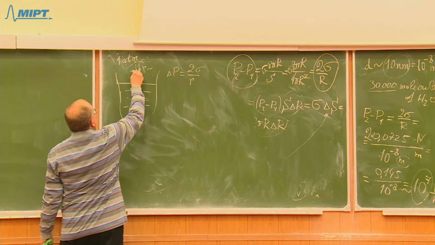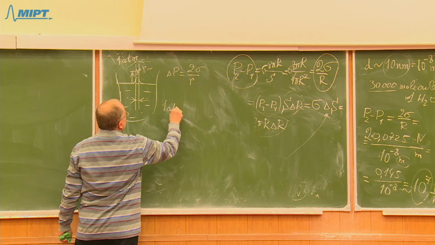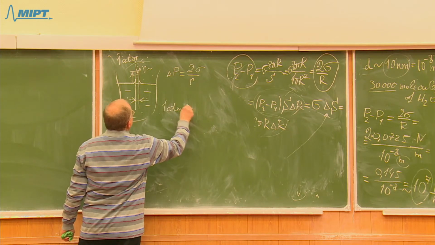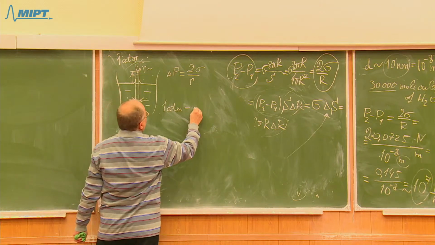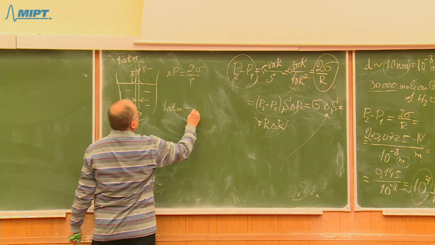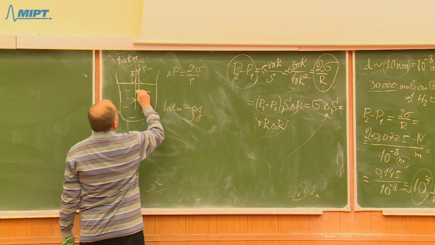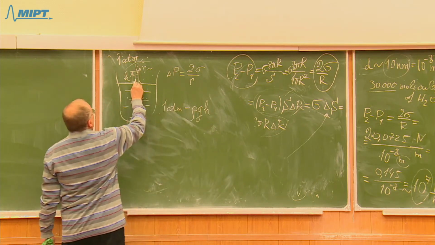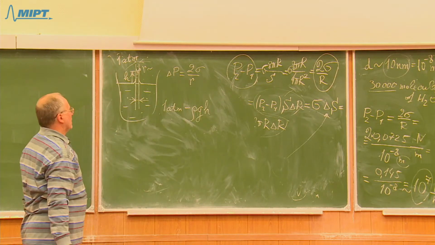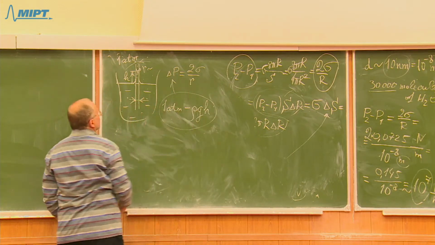So r is known. Pressure difference can be calculated easily because pressure in the atmosphere is 1 atmosphere, and pressure here will be calculated as 1 atmosphere, the pressure outside, minus this column of water, which will produce negative pressure here. That will be the water density, times acceleration of free fall, times the height of this water column. So that will be the pressure difference in our experiment.